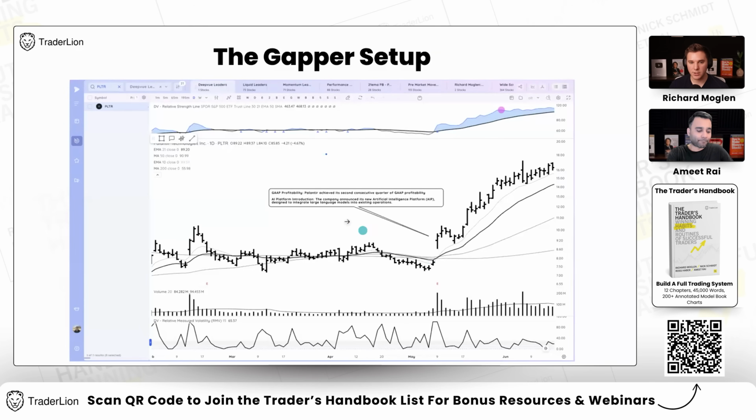They also announced here an AI platform introduction that helps companies integrate large language models. This was very early on in the AI boom. And again, this was the catalyst, this earnings report, that led to the 1,000% move over the next 2.5 years.